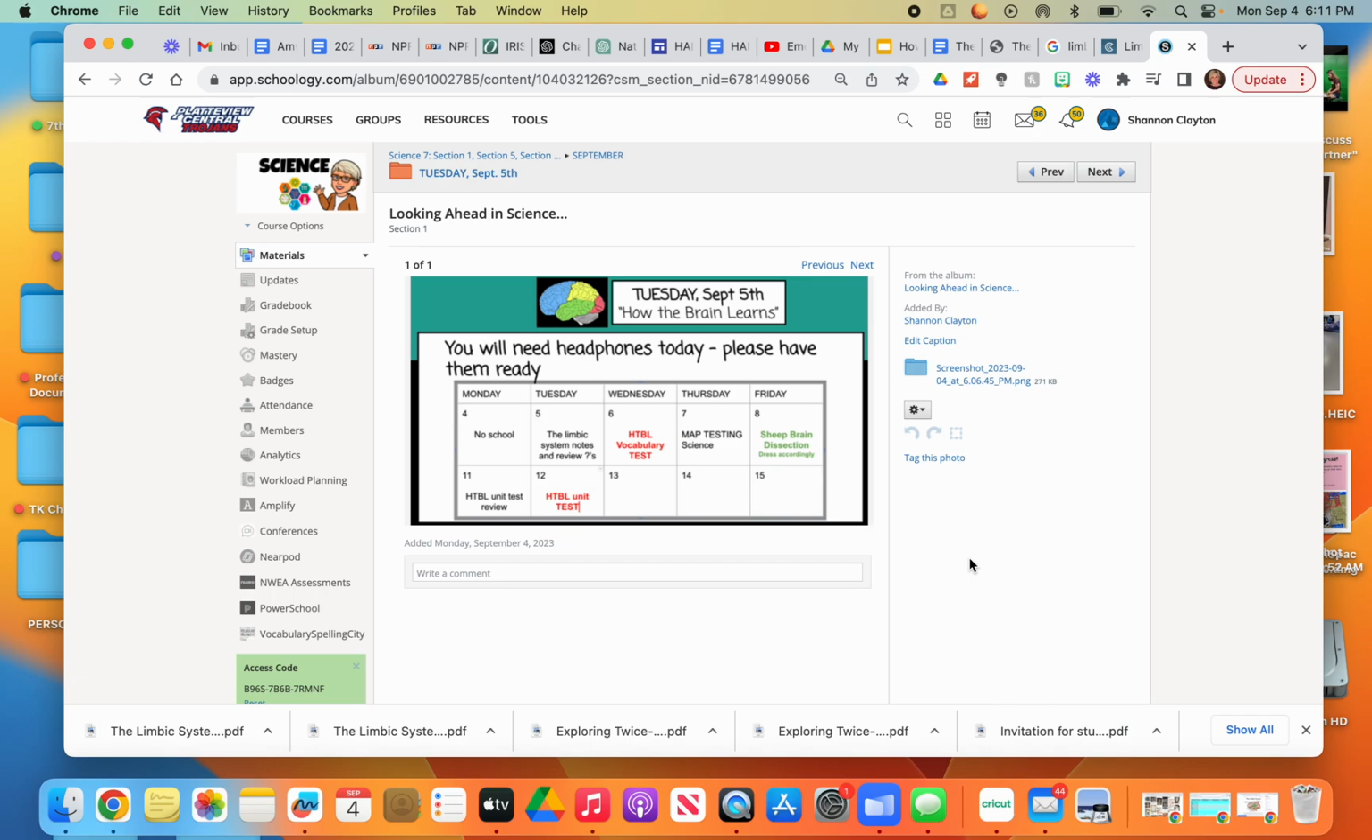On Thursday, we have map testing, and on Friday, we're going to do our sheep brain dissection. Please make sure that you dress accordingly. So if you've got long hair, you're going to need to tie it back. Don't wear any loose or baggy clothing. If you have a sweatshirt and you need to wear a sweatshirt because you get cold, make sure that you can take that off, or at the very minimum, push the sleeves up so that they don't get in the way. You don't want the formaldehyde or any of the other stuff on your clothes.